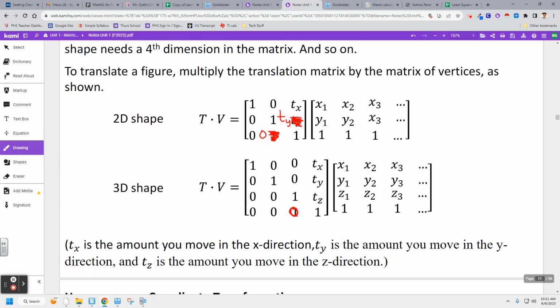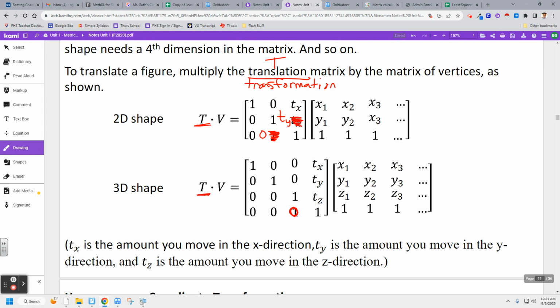Okay. T for translation. Actually, I think that should say transformation. Transformation. Because, well, I guess here we're translating it, but later we might be rotating it or scaling it or something like that. Okay, so it's not technically wrong on this slide.